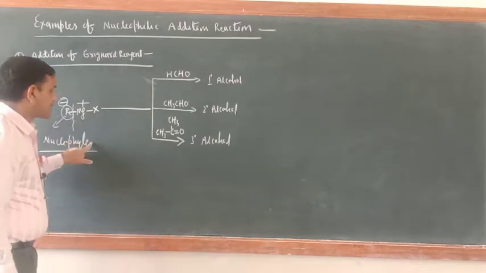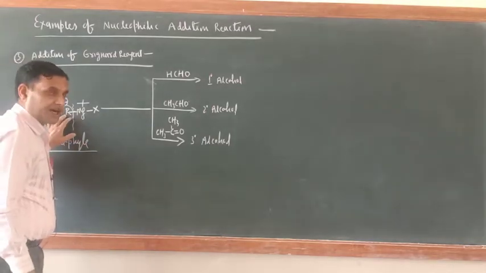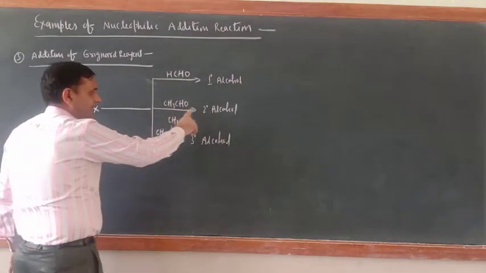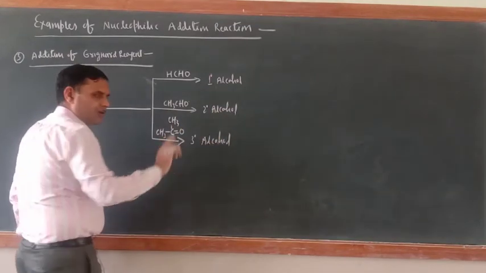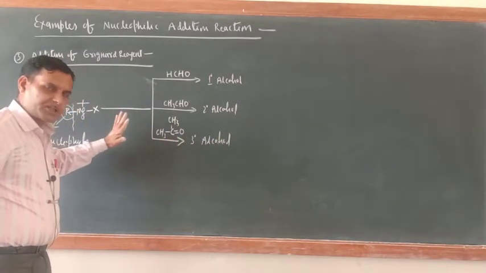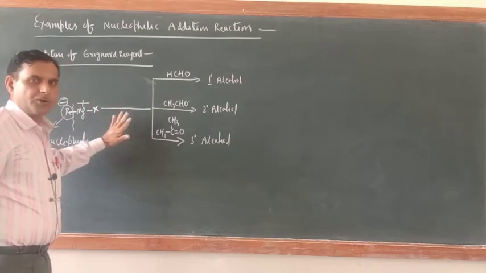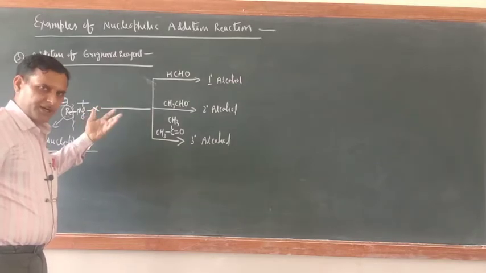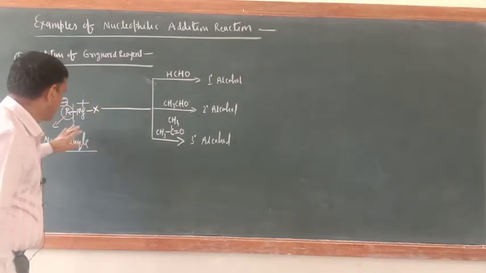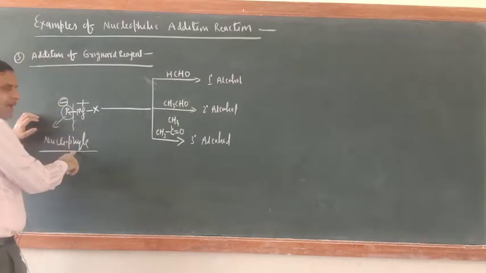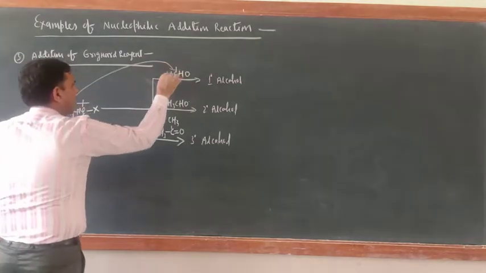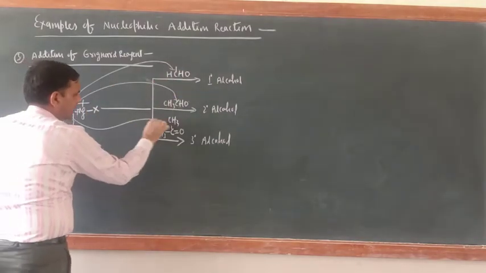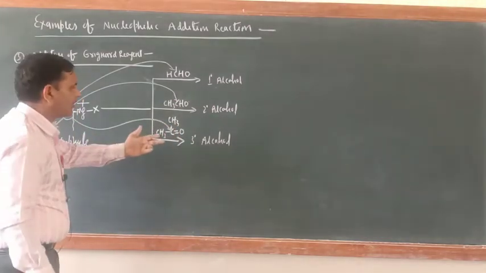Now if this RMgX, the Grignard reagent, is added with HCHO, then 1 degree alcohol. With acetaldehyde 2 degree alcohol, with ketone 3 degree alcohol is formed. How this reaction is taking place I have already explained, so no need to explain it again. Just go through it. Always remember, R is the nucleophile here, and R will attack at the carbonyl carbon. Then 3 degree alcohol you will have.